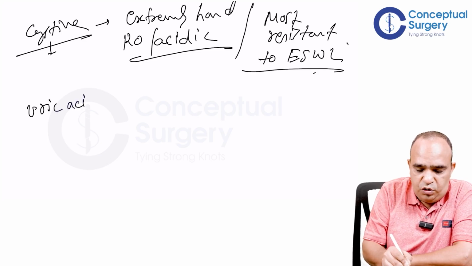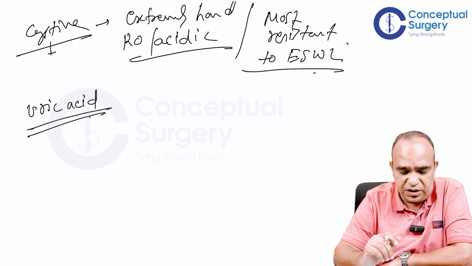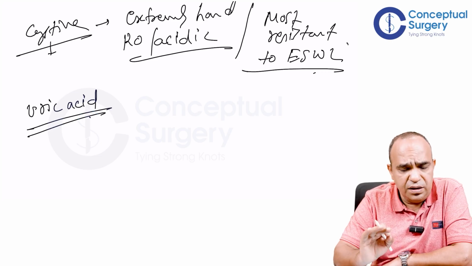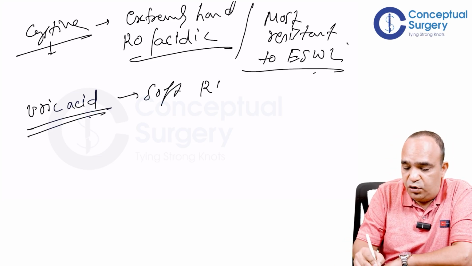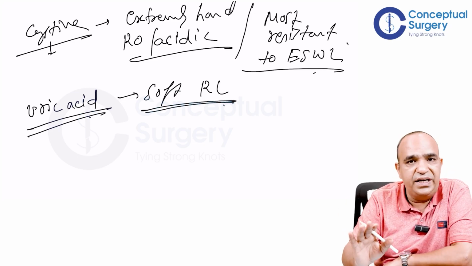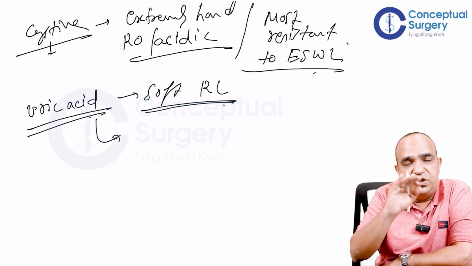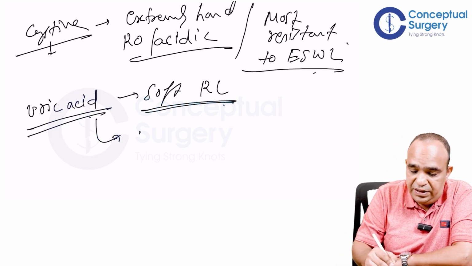Uric acid, all of you know, red meat eaters have excessive uric acid production in the urine, not in the blood. Uric acid, the most important question I have already told you, is soft and radiolucent, so not visible on plain X-ray. They can ask you which of the following stones is not visible on plain X-ray.